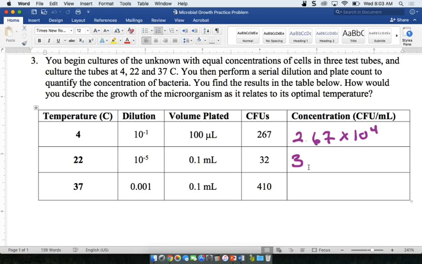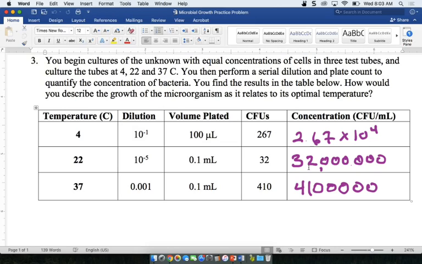32 million. 3, 2, and then 6 zeros, or 3.2 times 10 to the 7th. Anybody get anything different on that one? If so, let me know and we'll go through the math on it. Okay. Last one. 10 to the 6th, so 4 million, oh crud, 4,100,000, or 4.1 times 10 to the 6th.